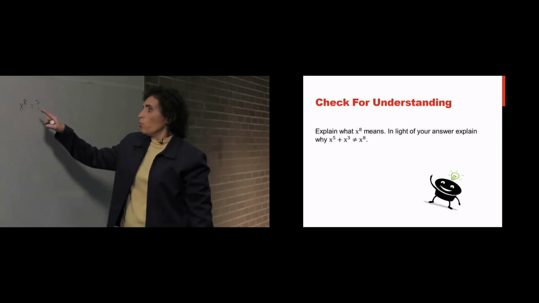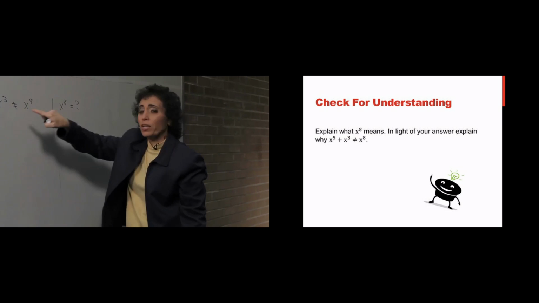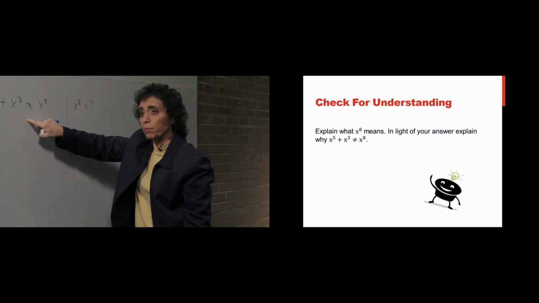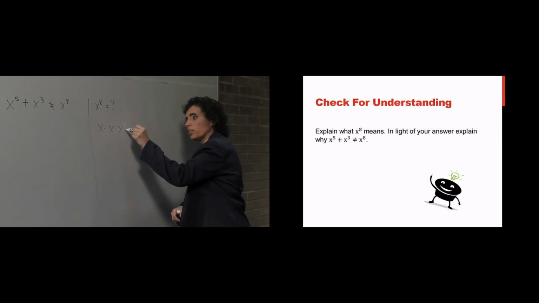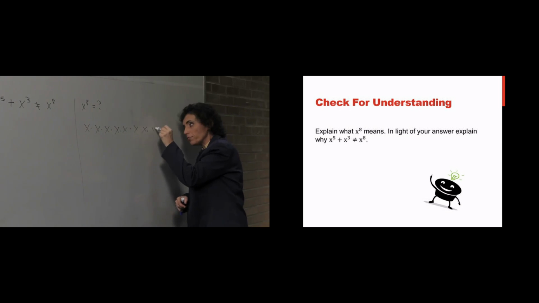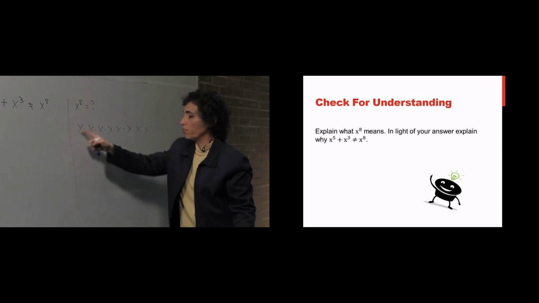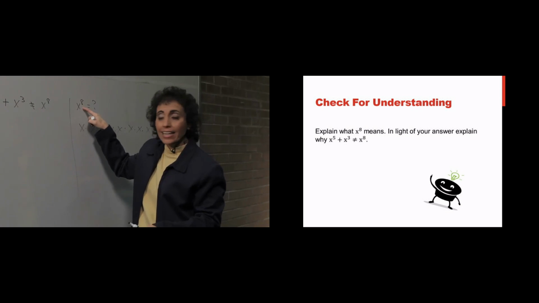Okay, we want to explain what this means, and hopefully if we can explain what this means, then we can determine what the problem is with this. Okay, x to the 8th means x times x times x times x times x times x times x times x. Do I have enough? 1, 2, 3, 4, 5, 6, 7, 8. So that's x to the 8th. It means use x as a factor 8 times.